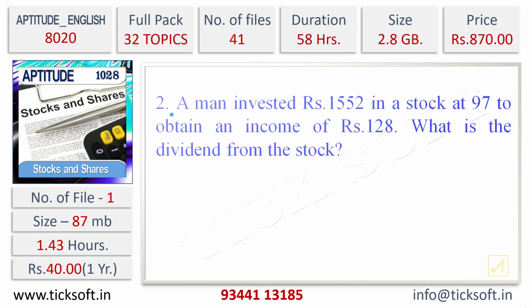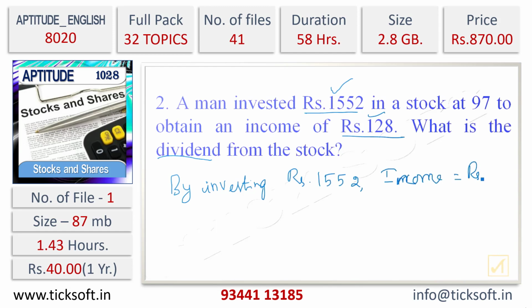Now we have the second question. The question is, a man invested rupees 1552 in a stock at 97 to obtain an income of rupees 128. What is the dividend from the stock? So here we have to find the dividend. Listen, the man invested rupees 1552 in a stock at 97 to obtain an income of rupees 128. So this means that by investing rupees 1552, the income is equal to rupees 128.